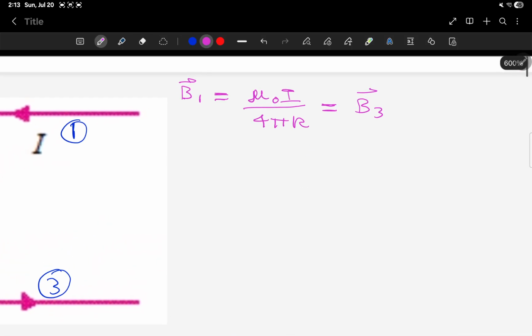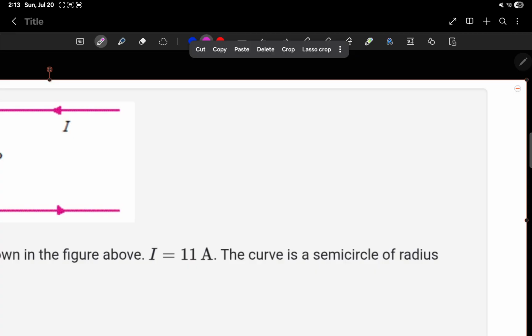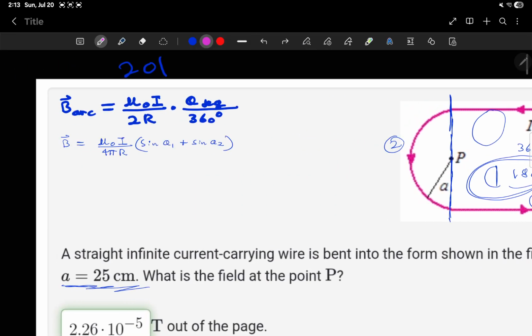I'll bring in the other formula for basically the semicircle. There we go. I'll just straight up copy paste it.